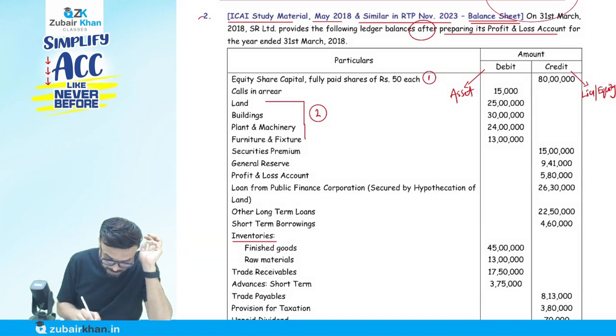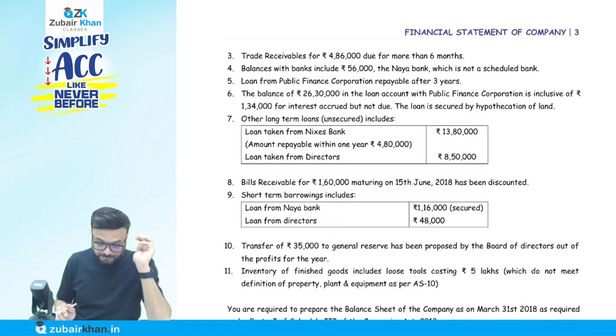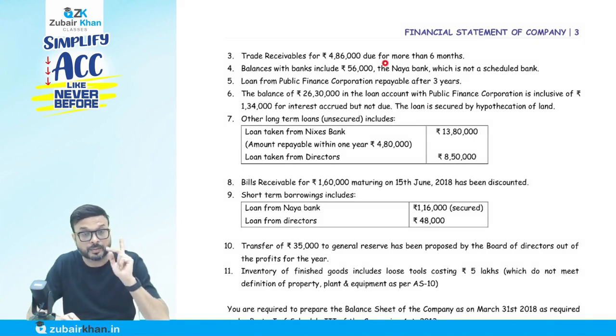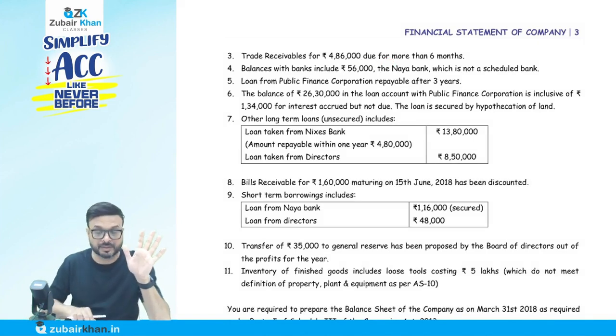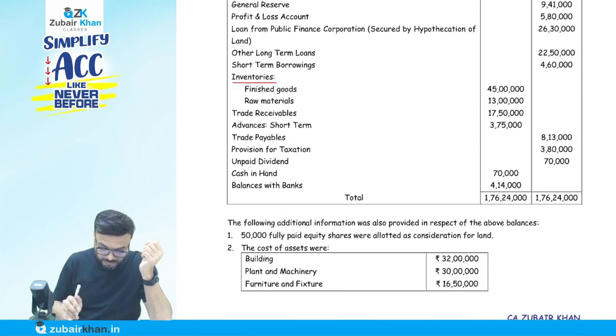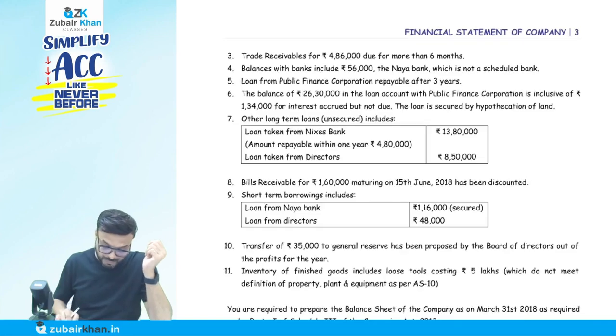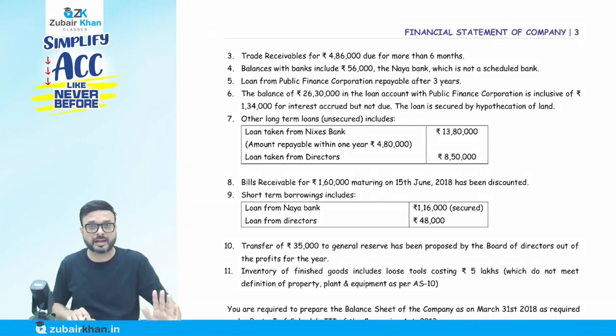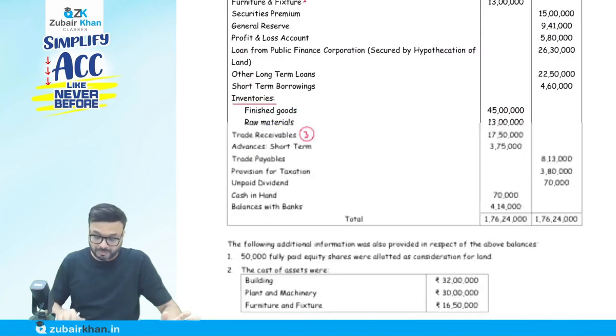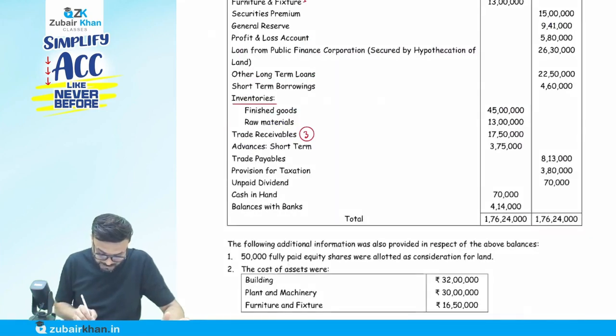Then trade receivable for rupees 4,86,000 due for more than 6 months. So something about trade receivable, which they have mentioned in point number 3. Then we have balance with bank including rupees 56,000 with Naya Bank, which is not a scheduled bank. Something about the bank balance. You can see at the end here, balance with bank, point number 4.